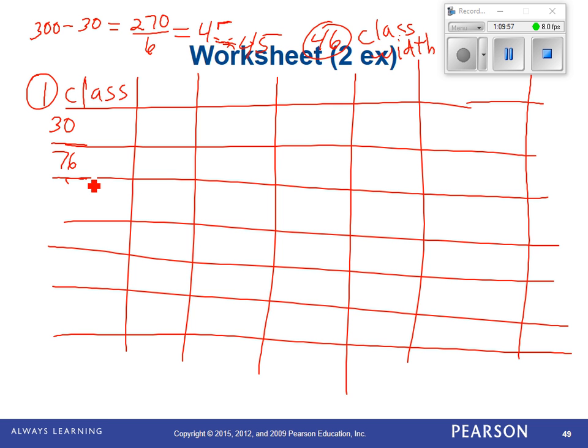And 76 plus 46? 122. 122 plus 46? 168. 168 plus 46? 214. 214 plus 46? 260. And 306. Isaac wanted to keep going, but we only needed 6.